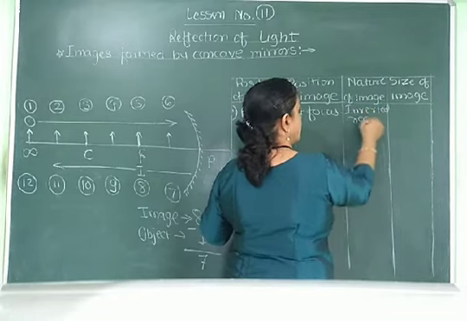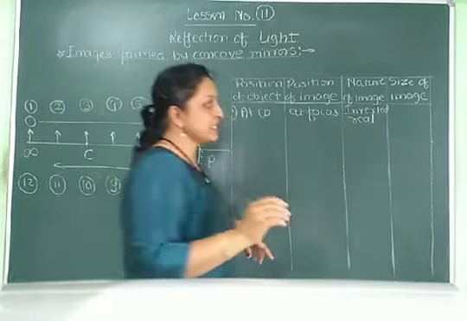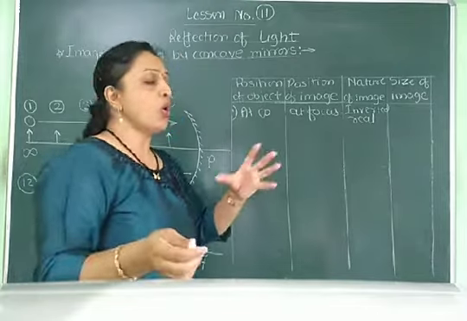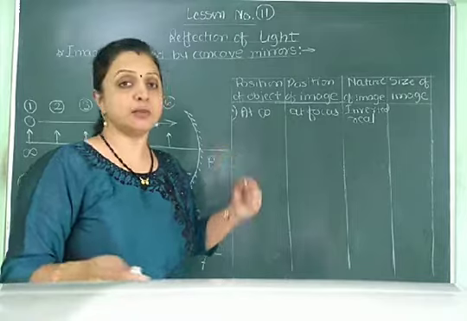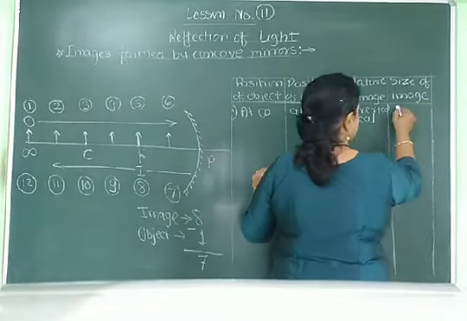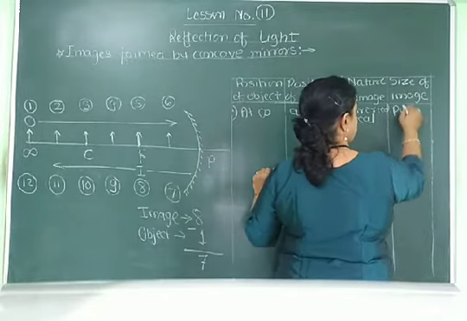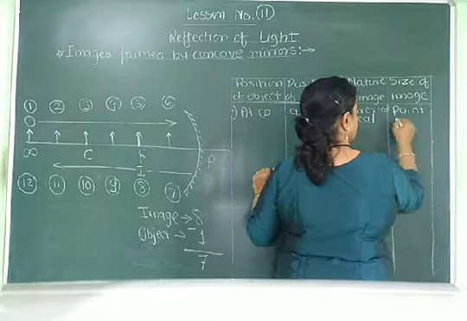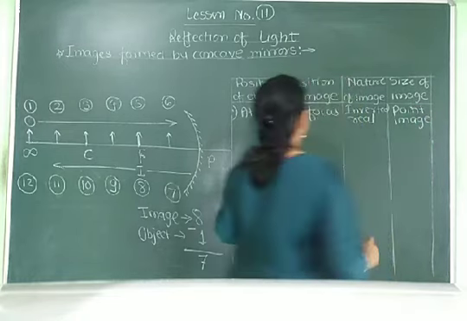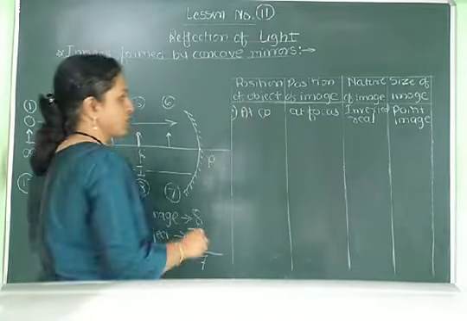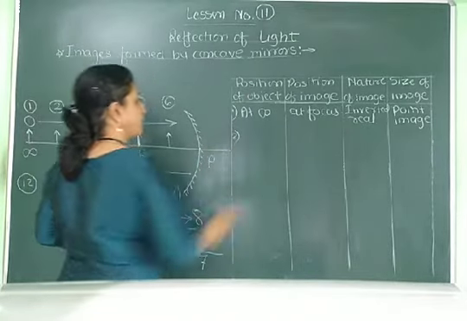Inverted and real image. And what is now the size of the image? We know all the rays are converged at a single point, therefore we get a point image. Okay, what is the size of the image? That is the point image. So this is the first line. Okay, first column.